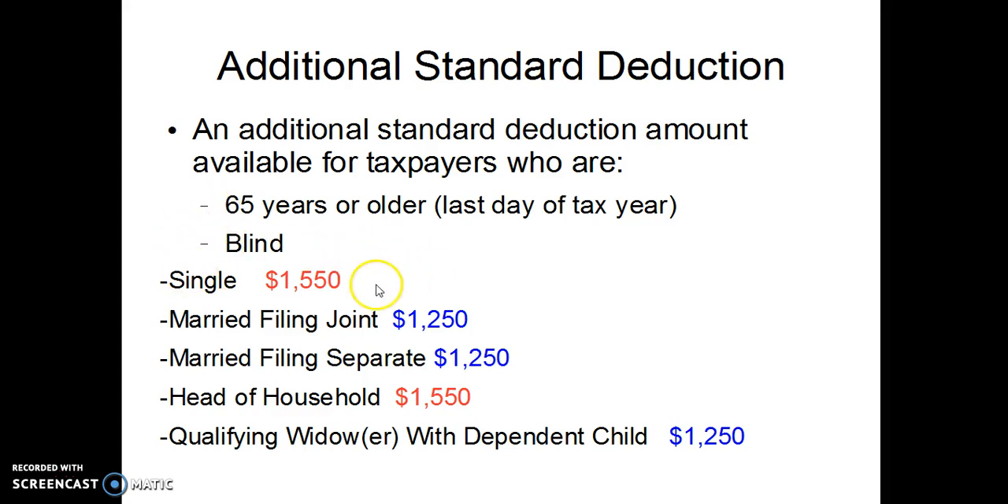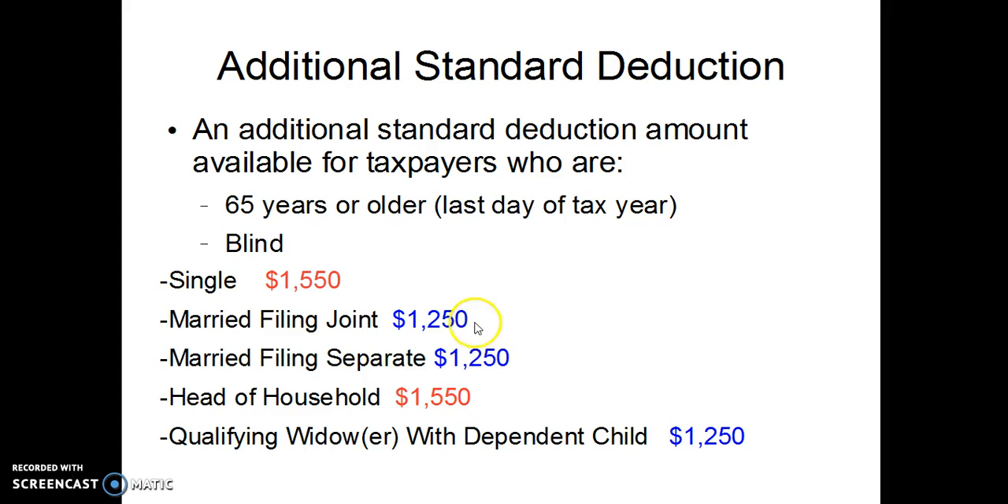Then you get 2. Now these amounts are a little bit different, and it doesn't work the same way as the basic standard deduction works. So single and head of household is the same, which is 1550, and all the others are 1250. And again, these numbers are for 2015, they change frequently. So the single and head of household amounts are the same, and these three are the same. So if someone, let's say, was single and they were both blind and 65, then it will be this number times 2.